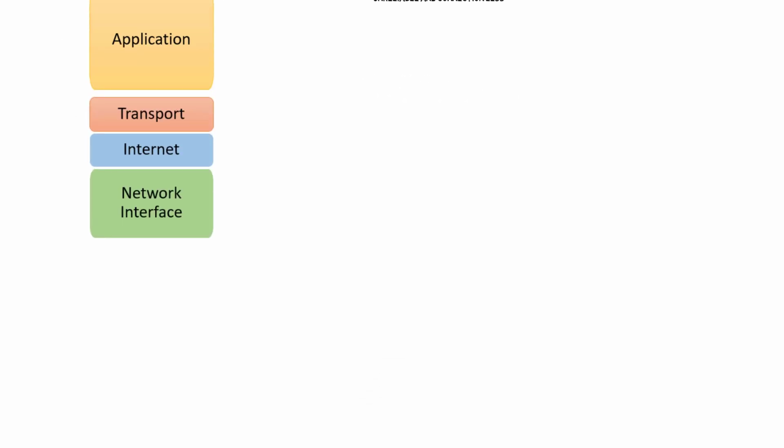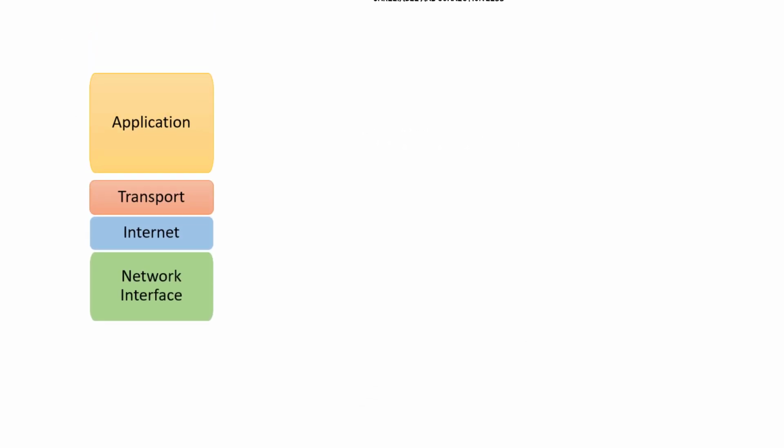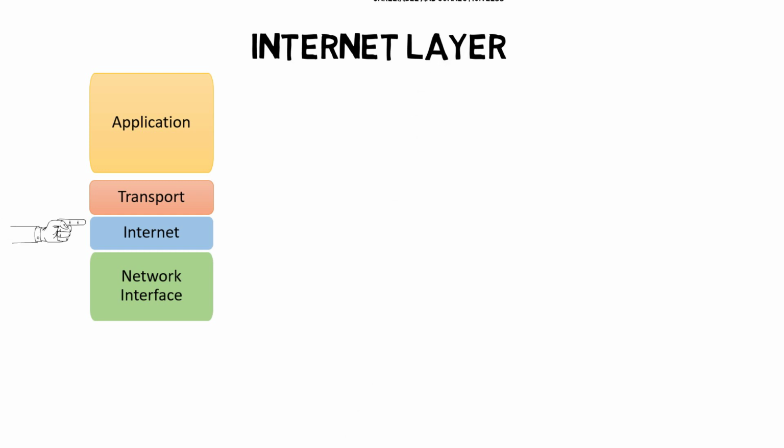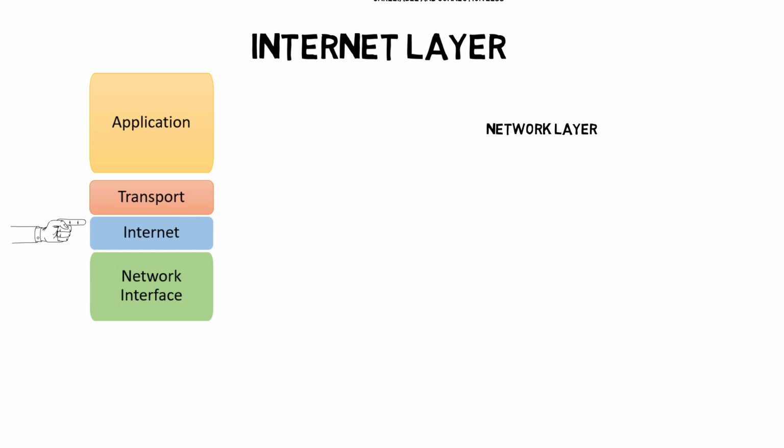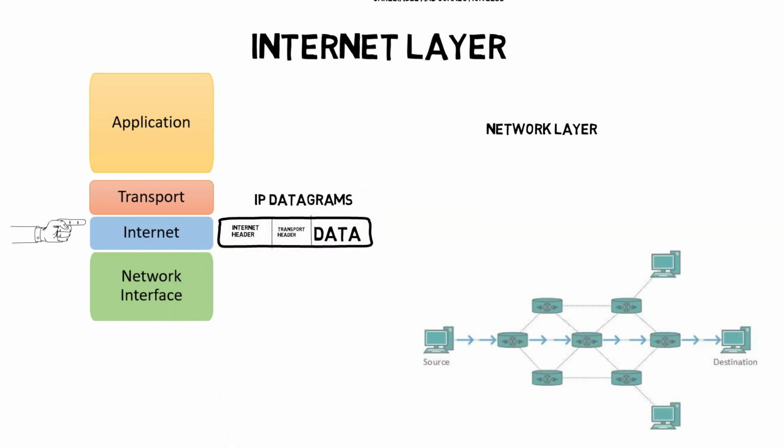The next layer is the internet layer. This is the third layer of the TCP/IP model. The position of the internet layer is between the network interface layer and the transport layer. It is also known as the network layer. Internet layer packs data into data packets known as IP datagrams, which contain source and destination IP address information that is used to forward the datagram between the hosts and across the network.